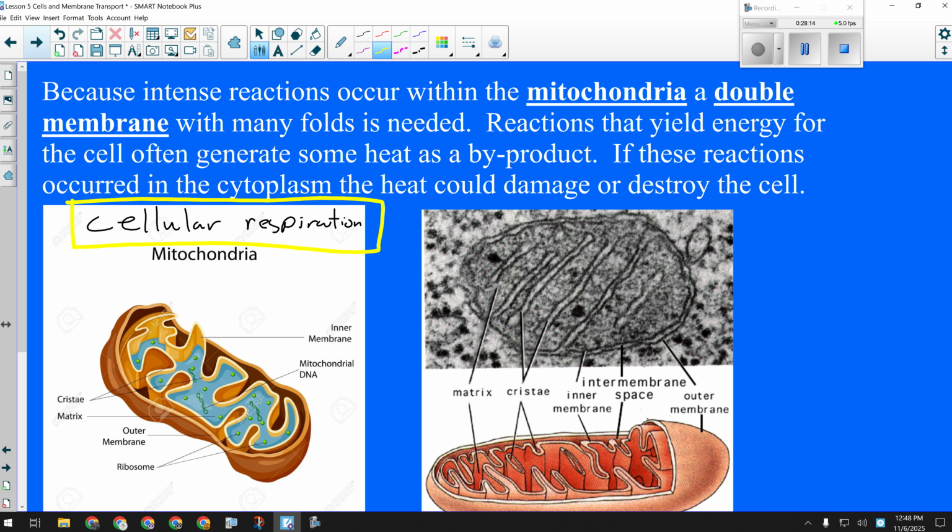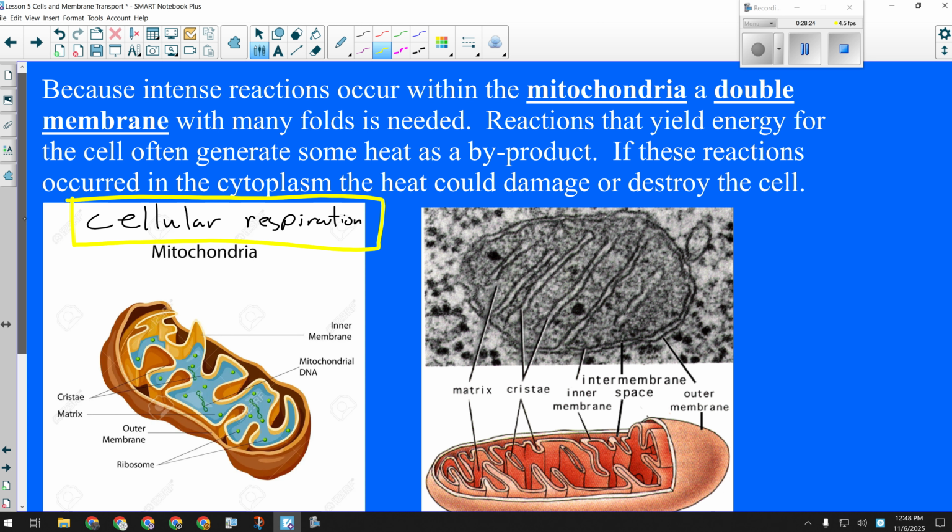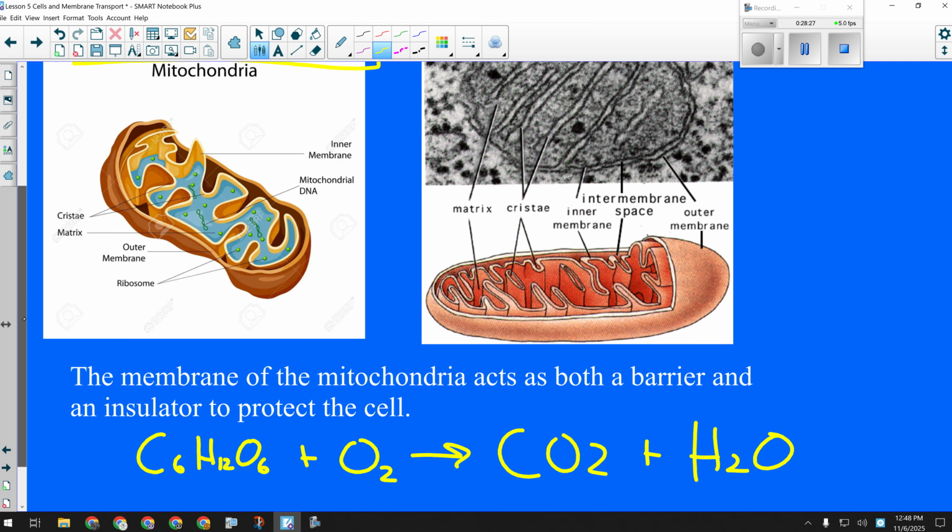Okay, so cellular respiration is the process that takes glucose, reacts it with oxygen, makes carbon dioxide and water, and releases the energy stored in the glucose. All right, that process or that reaction looks like this. What kind of reaction is that? It's a combustion reaction, exactly. Okay, cellular respiration is a combustion reaction.